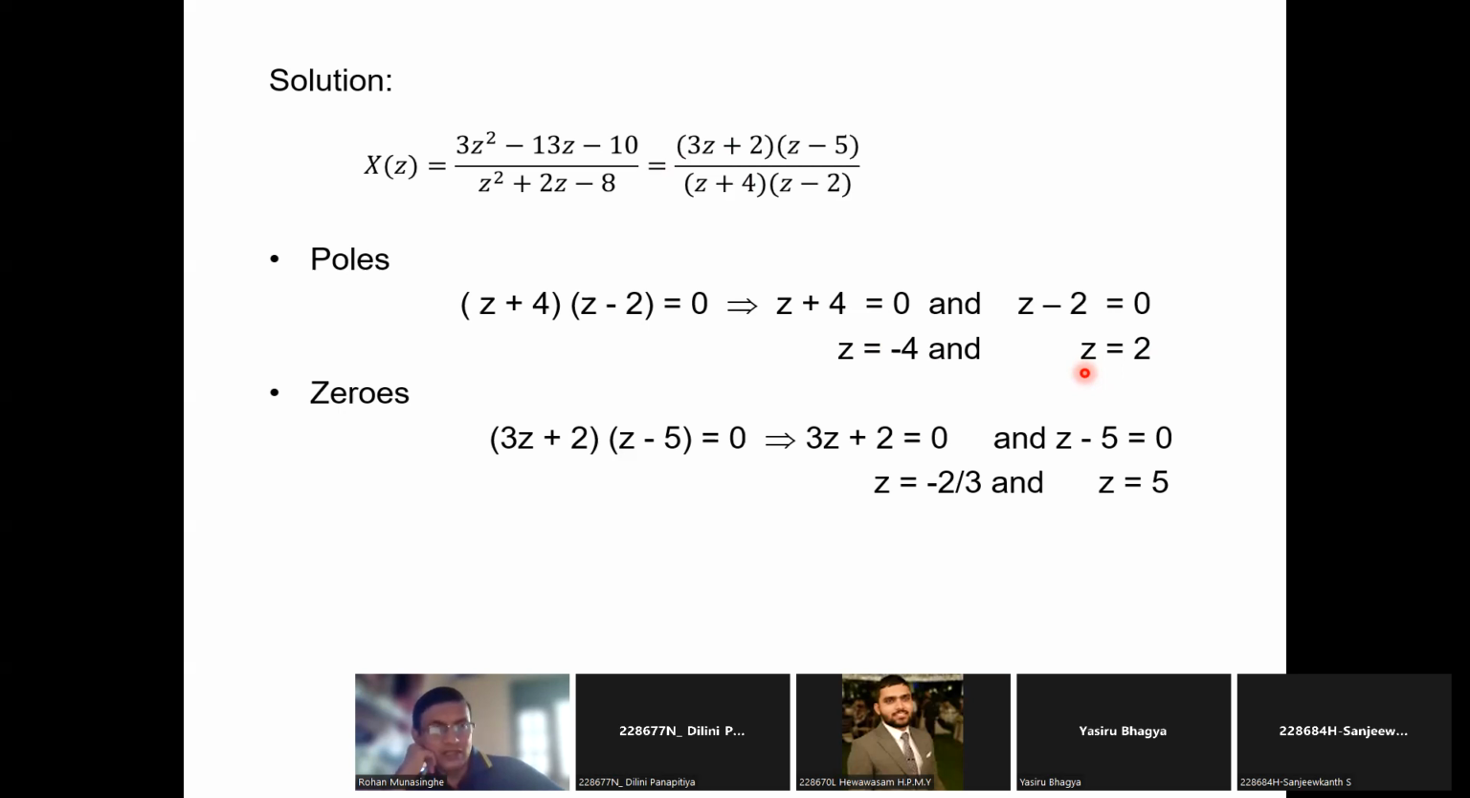So for that matter, you cannot take all the rules that you use in Laplace domain here and judge stability and so on. You have to figure out what the new rules are here. Therefore, we don't say anything about stability here. We just calculate the poles and zeros. For zeros, you take the numerator 3z plus 2 and z minus 5 and set them to 0. You get the values for z as minus 2/3 and plus 5.